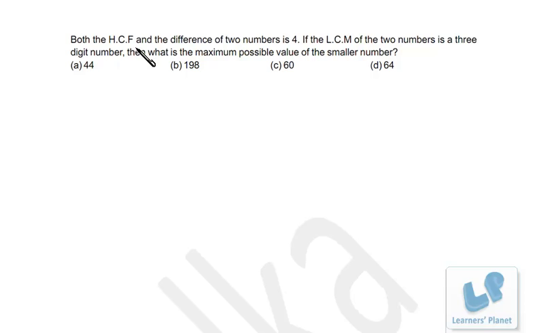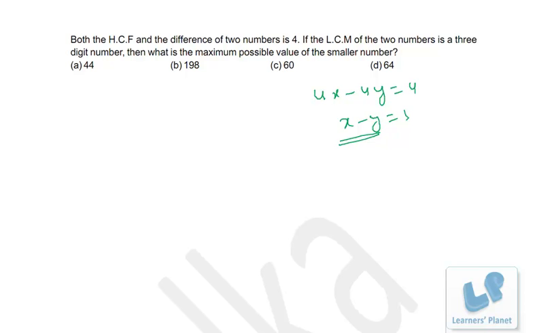Now this question: both the HCF and difference of two numbers is 4. If the LCM of two numbers is a 3-digit number, then what is the maximum possible value of the smaller number? Now HCF is 4, that means we can assume the numbers to be 4x and 4y, right? So 4x and 4y, the difference between them is 4. That means we have to choose two consecutive multiples of 4, right? I'll just explain it over here. 4x minus 4y is equal to 4, that means x minus y is equal to 1. That means we have to choose two consecutive multiples of 4, right?